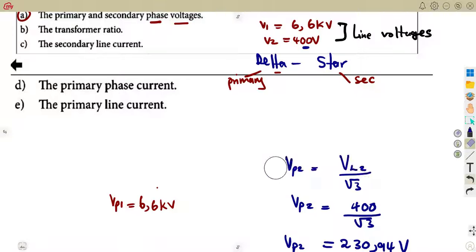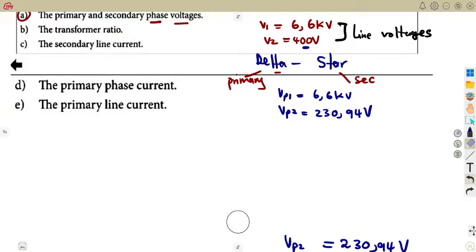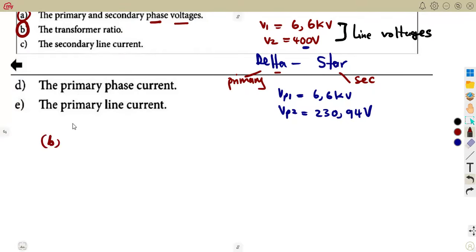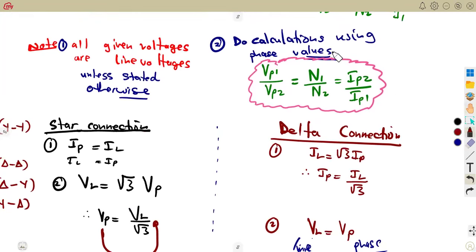Then we move on to another part, because definitely somehow you're going to need these values, guys. You're going to need this 6.6 kilovolts, then V2, the phase voltage of the secondary side, 230.94 volts. All right, let's just leave it like that. Because for the calculations, remember we said we do all calculations in phase. B, the transformer ratio. That is what we have there. And like I said, all calculations now are supposed to be in phase values.